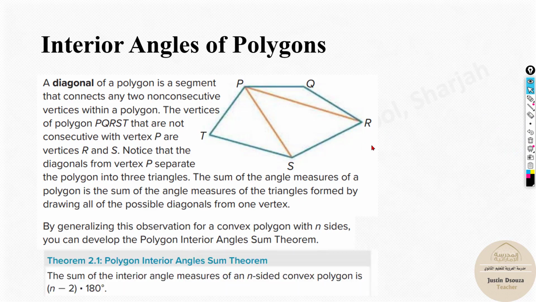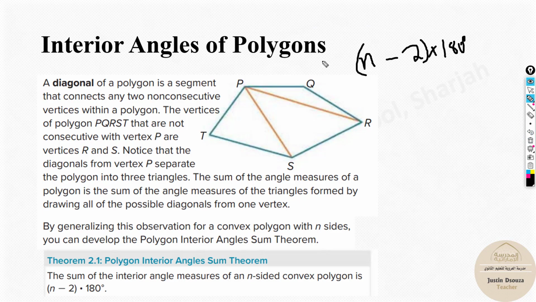So this is the concept behind it. But now we will look into the formula. There is no derivation as such, only the formula is mentioned, so I'll directly take the formula. Whatever the angle is inside can be found by a simplified formula. You do not need to stress on how it is found. But this formula says n minus 2 times 180 degrees.